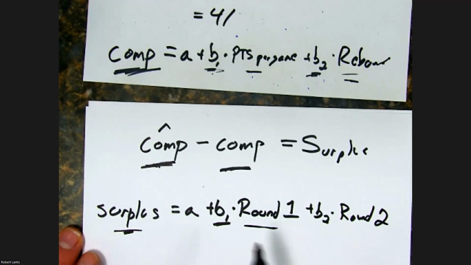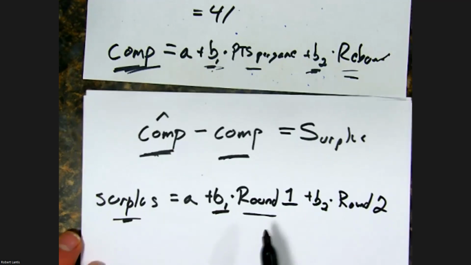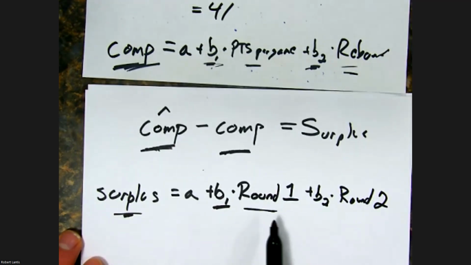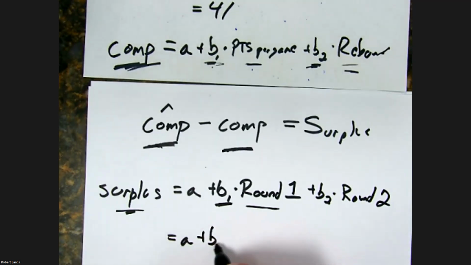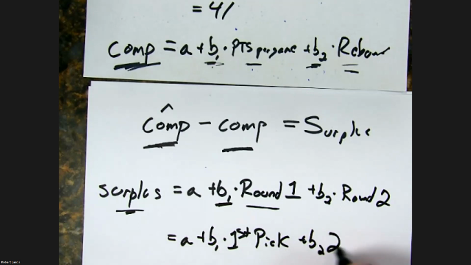Now, I think what they do, we'll go back and look here, but I believe they break this down even further, which is, I don't want to know the value of a first round pick. I want to know the value of the first pick, and then the value of the second pick, and the third, and the fourth, and the fifth, and kind of go all the way down.